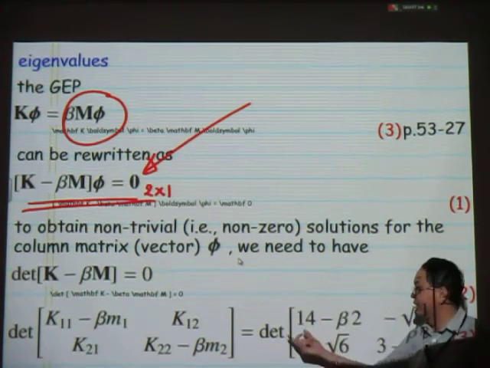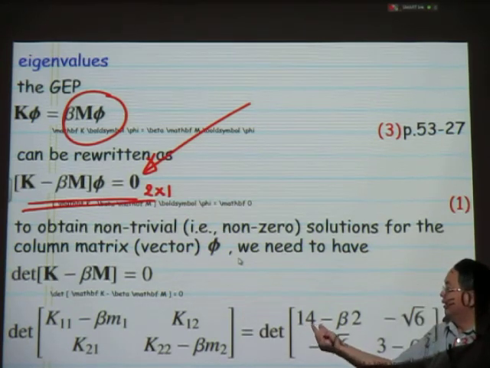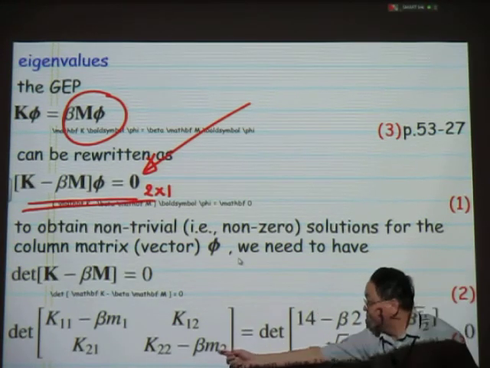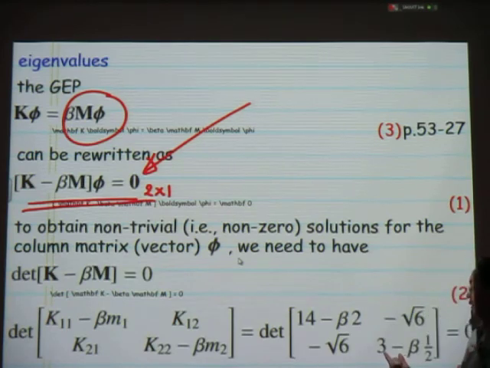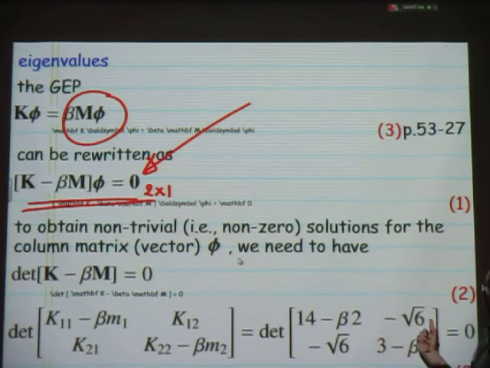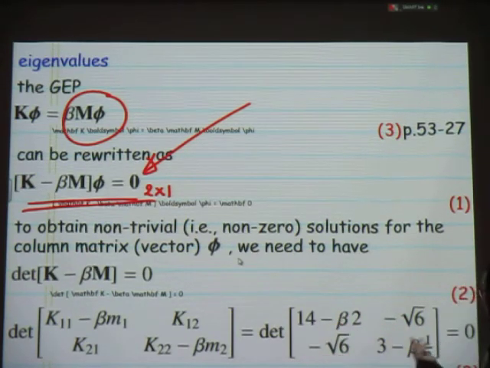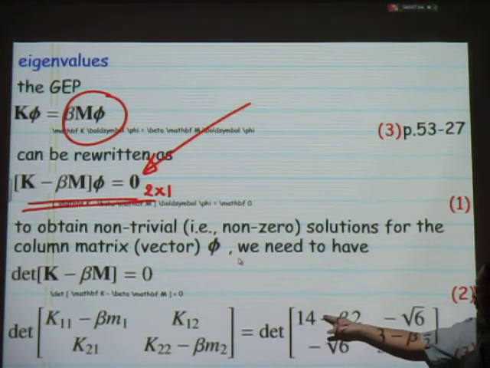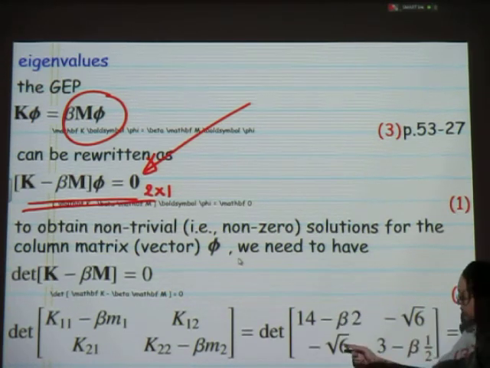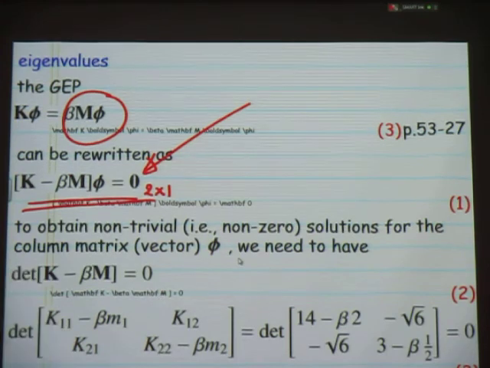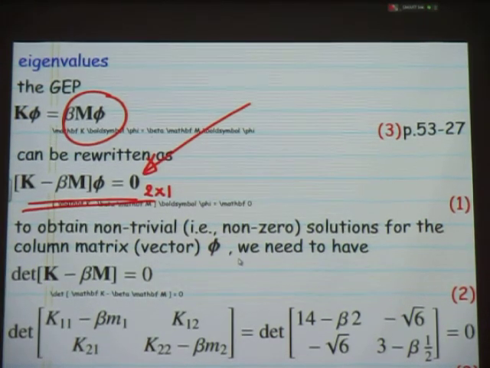And replace the numbers in, K11 was 14, M1 is 2, so beta is the unknown. Look at the 2,2 coefficient. K22 was 3, M2 was 1/2, and beta was unknown. And the off diagonal coefficients for the stiffness matrix, K12 equal to K21 equal to minus square root of 6. Okay, and you just compute this determinant, set it equal to 0. Well, the product of 2 diagonal coefficients minus the product of 2 off diagonal coefficients gives you a quadratic equation in beta, right?